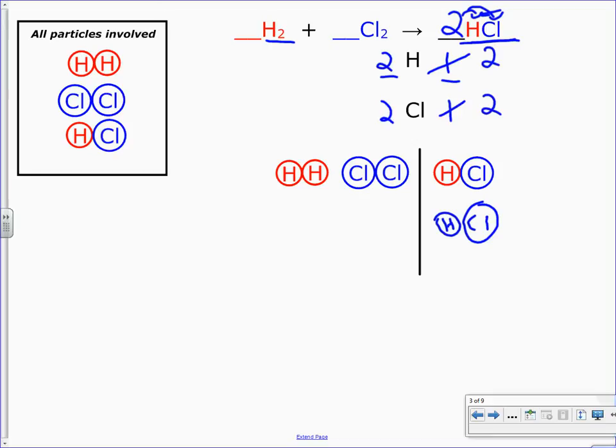So we look at our equation, and the final step you should be doing in any of these problems is that final check yourself before you wreck yourself step, in which you look and see, I have 2 hydrogens on the left, and now I have 2 hydrogens on the right. So hydrogens are good, and I have 2 Cl's on the left, 2 Cl's on the right, so the chlorines are good.